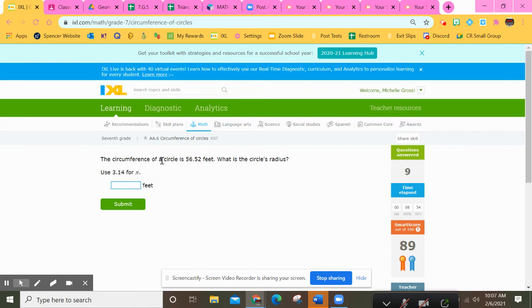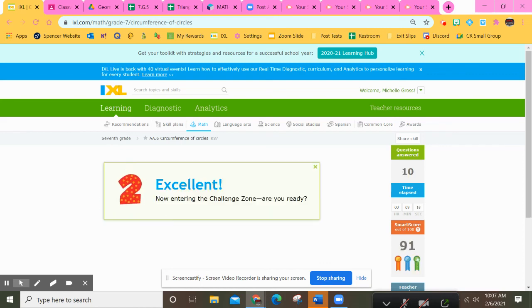And this is the last one I want to do. The circumference is 56.52. What is its radius? So let's work backwards. 56.52 is the circumference. We're going to divide that by 3.14. That gives us 18. 18 is its diameter. So if its diameter is 18, the radius is half of that. So it would be 9.